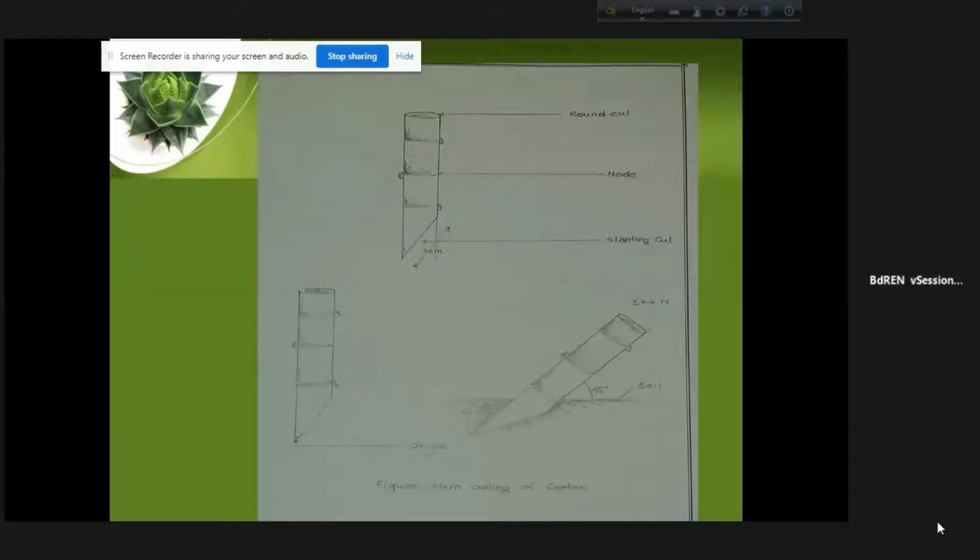So think about this. Just from the lower portion, we will cut, we will give a slanting cut. This cut is called slanting cut. Here you see slanting cut.